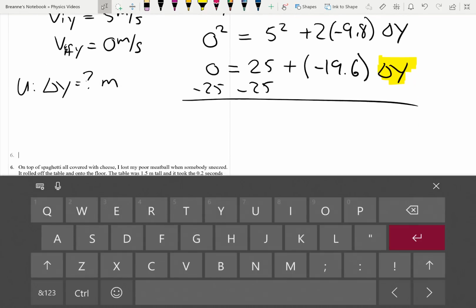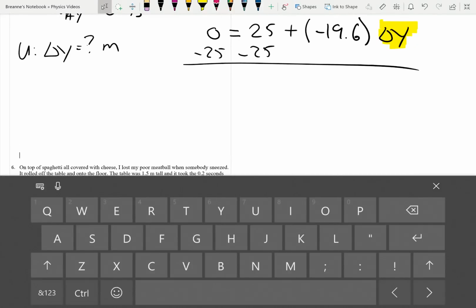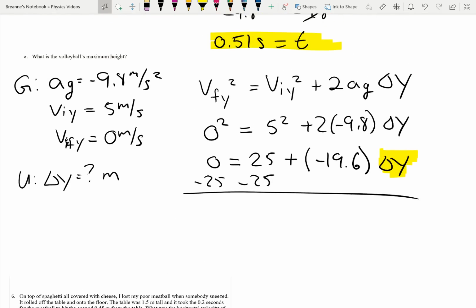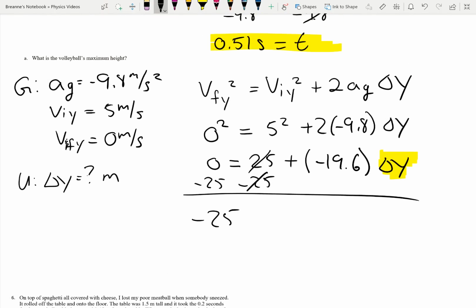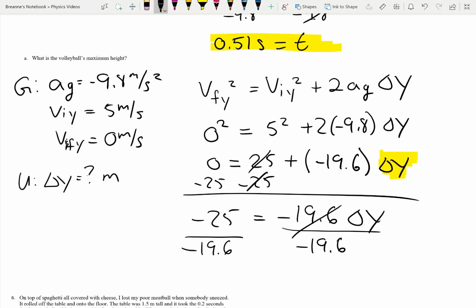Space. I always write bigger than I think it is, but that's okay. So that cancels out. So you get negative 25 equals negative 19.6 delta y. They're being multiplied. The opposite of multiply is divide. What you do to one side, you've got to do to the other.